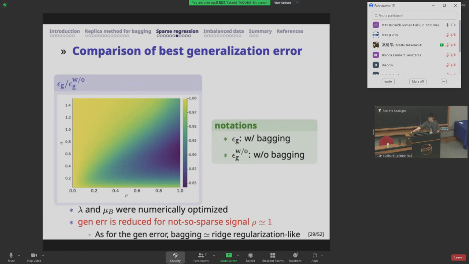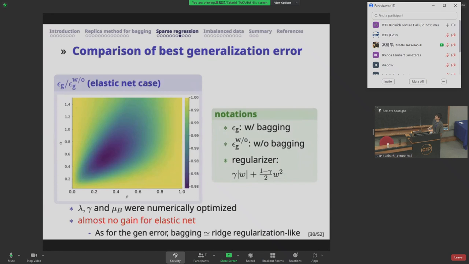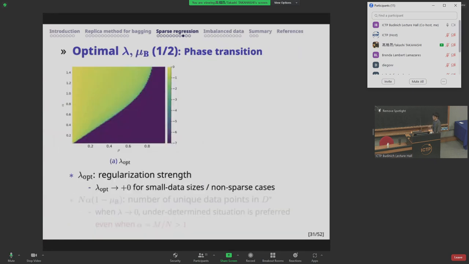This point is more clear if we consider the elastic net case, which is a combination of the L1 regularization and the L2 regularization. In this case, almost no gain was obtained. Because there is a slight gain, in the strict sense, bagging seems not to be the L2 regularization, but almost similar to that. And this is the optimal choice of the hyperparameter. But in this case, something interesting happens.